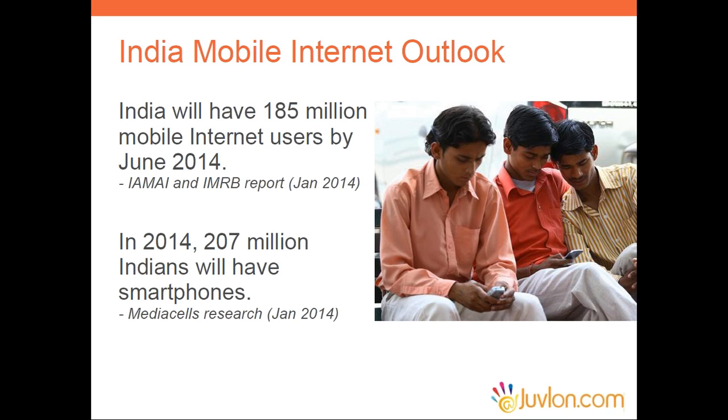We're talking about 207 million smartphones by the end of this year, 2014. That's about 20% of our entire phone population in India, with about 1 billion phone connections. That's going to be more than all the smartphones put together in the US. As of June 2014, that's in about 2 months, India will have about 185 million mobile internet users. These are very good numbers, and there's really no stopping their growth.